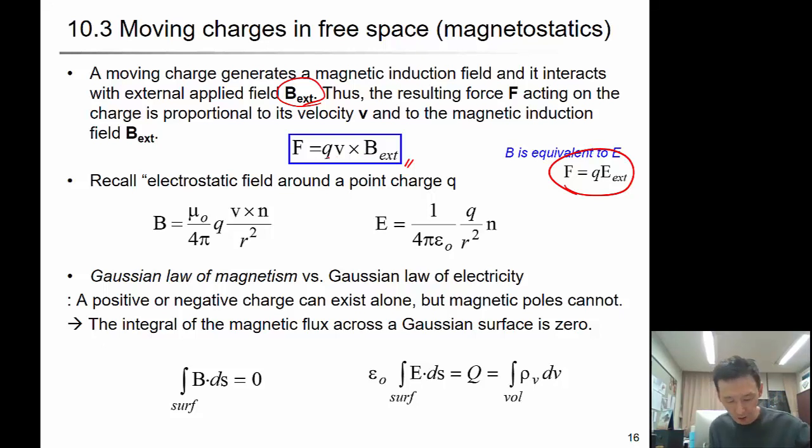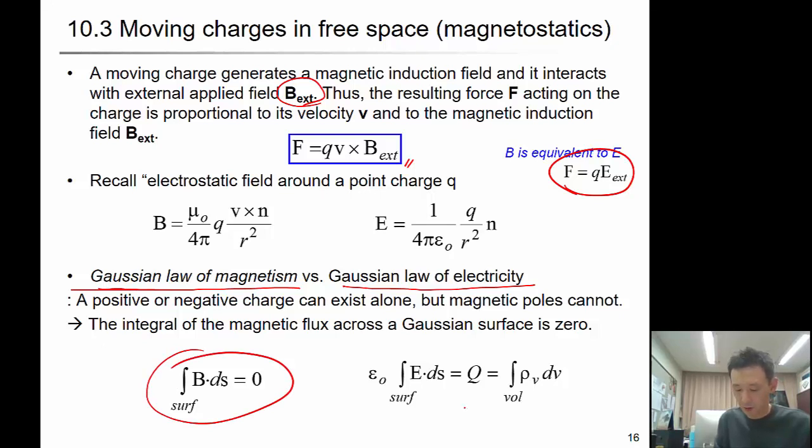The difference between the Gaussian law of magnetism and the Gaussian law of electricity is that in electricity, positive and negative charge can exist alone. So you can think of a proton or an electron existing alone. But magnetic poles cannot. So the integral of magnetic flux across a Gaussian surface is always 0. But that is not the case in electricity.